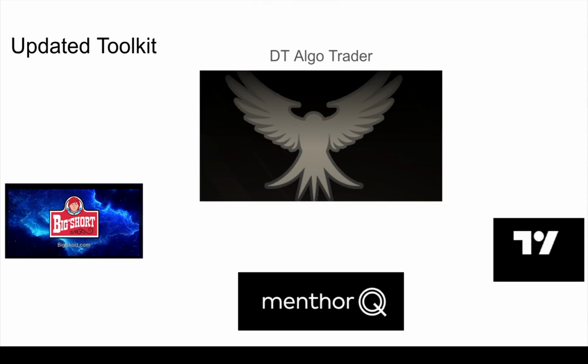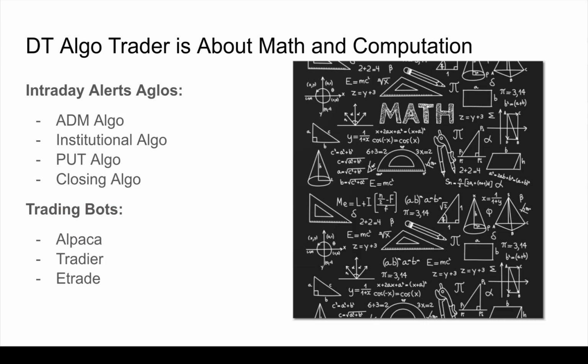Many of you know, I use Big Short, I use Mentor Q, I use TradingView. Actually, there are a number of other tools I use, but today we are focusing on DT Algo Trader, a new tool and alert service that I've added to the kit. DT Algo Trader is all about math and computation. And luckily, DT Algo Trader's founder, Harry, is an expert in both developing programming as well as in math. One of his key areas is statistics and probability.